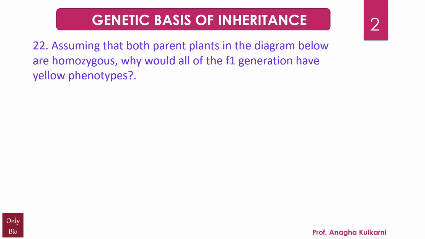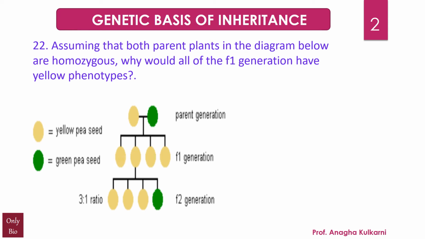Question number 22. Assuming that both parent plants in the diagram below are homozygous, why would all of the F1 generation have yellow phenotypes? This is the diagram here. You can see first is the parent generation wherein you can see one yellow and one green pea seed. In the F1 you can see all yellow seeds, and in the F2 you can see three yellow and one green seed.